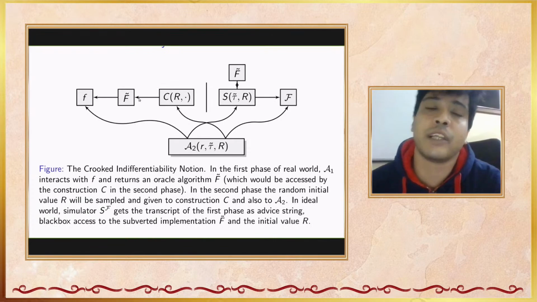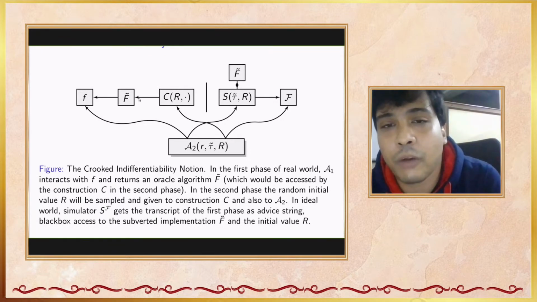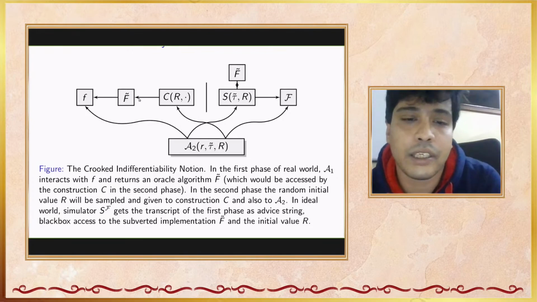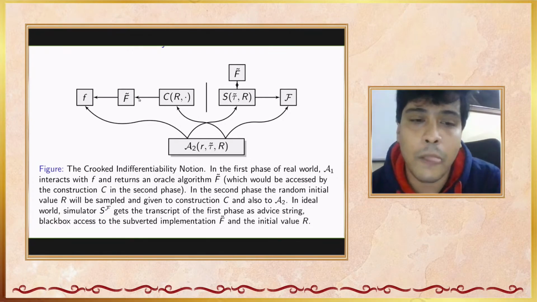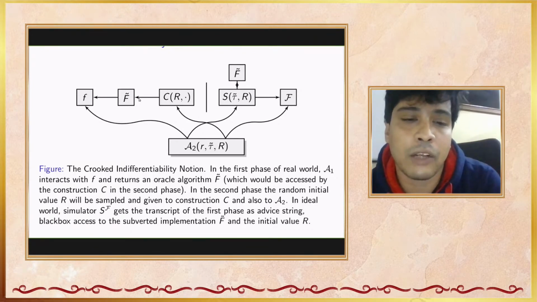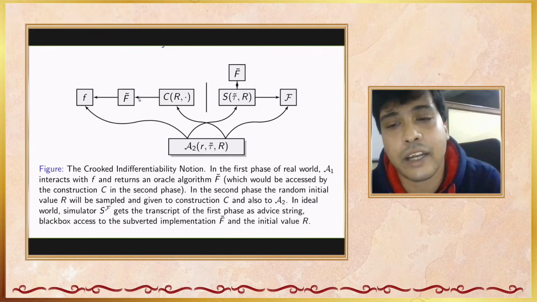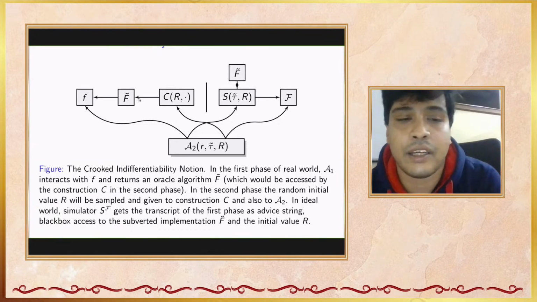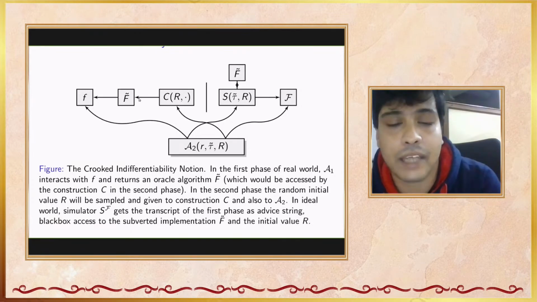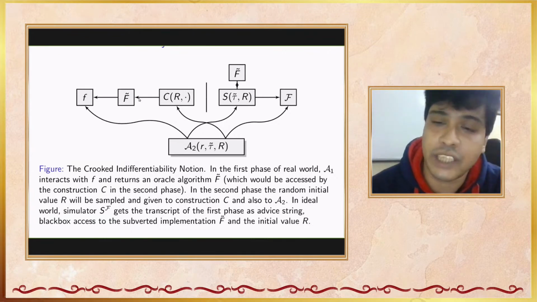This is the crooked indifferentiability notion. It varies from the usual indifferentiability notion in the following way: in this case, there is a public random string R, which is used to initialize the construction. In the second phase, the random initial value R will be sampled and given to the construction C and also to the adversary. And in the ideal case, the simulator will get the transcript of the first phase, the advice string. It will have black box access to the subverted random oracles and the initial value capital R.